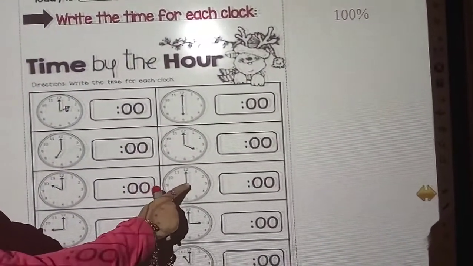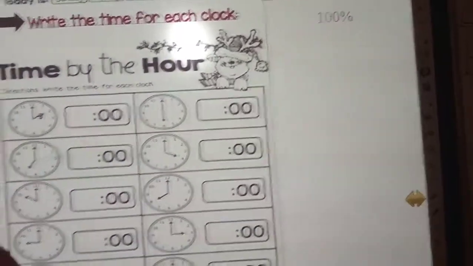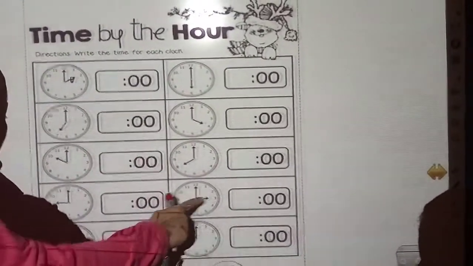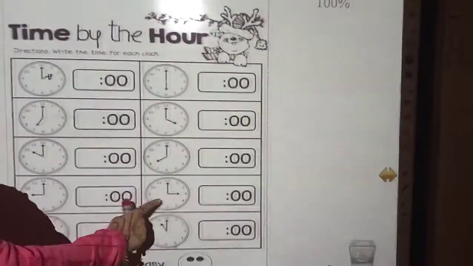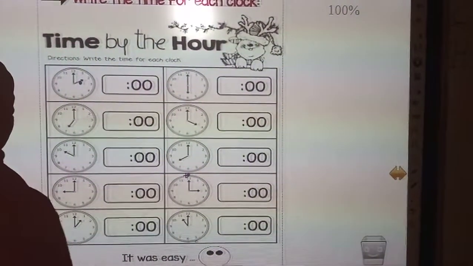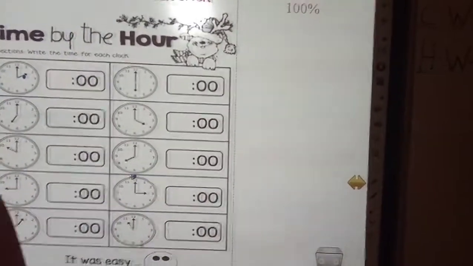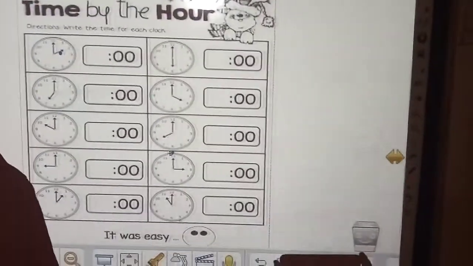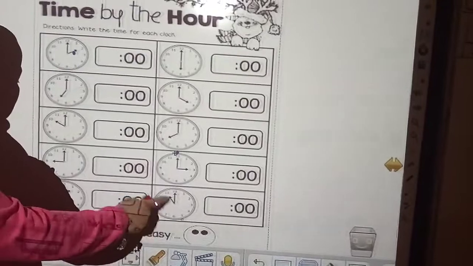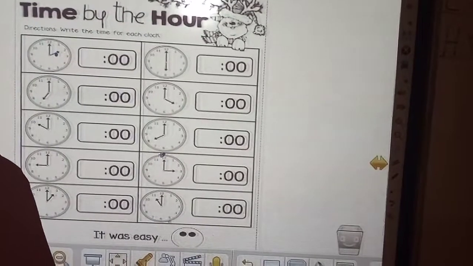Let's see number 7. The short hand points to 8 and the long hand points to 12. What time is it? It's 8 o'clock. Super. Let's see another one here. The short hand points to 3 and the long hand points to 12. What time is it here? 3 o'clock. The last one. Can you tell me what time is it here? Yes, super. The short hand points to 11 and the long hand points to 12. 11 o'clock.